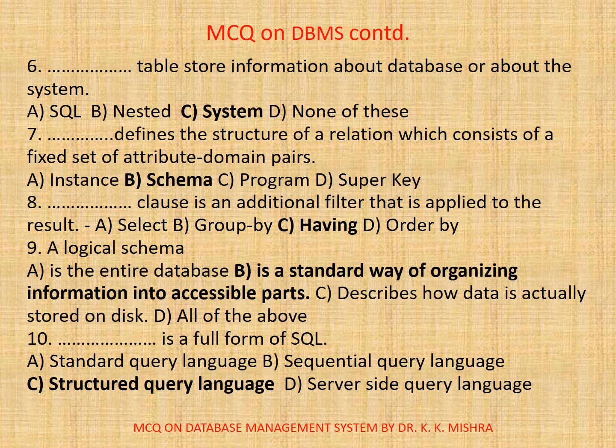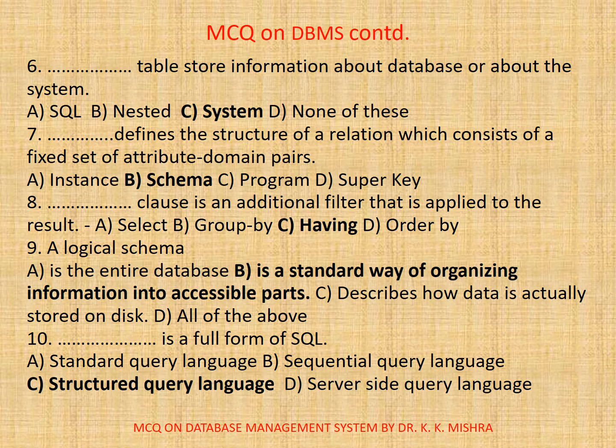Question number 8. Dash clause is an additional filter that is applied to the result. Options are A. Select, B. Group by, C. Having, D. Order by. Correct option is C. Having. Question number 9. A logical schema.